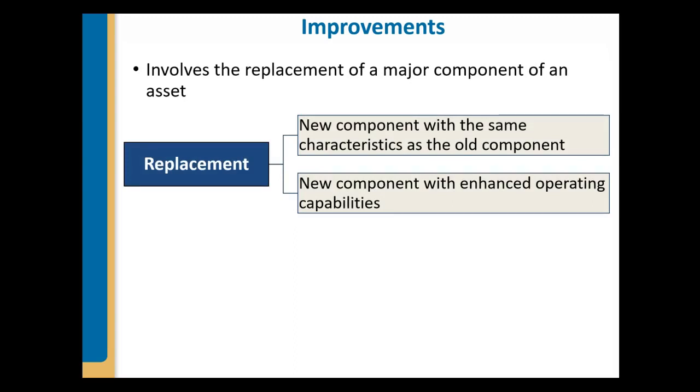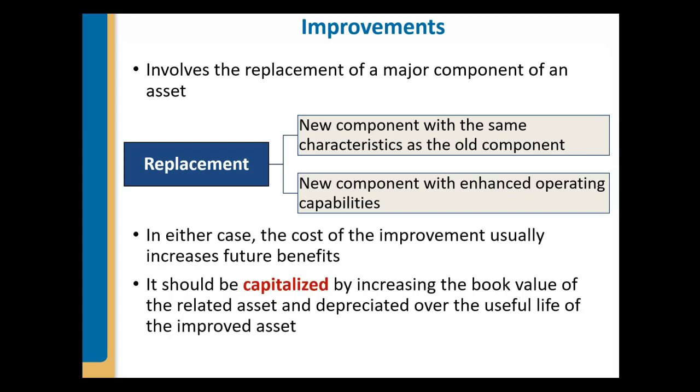Expenditures classified as improvements involve the replacement of a major component of an asset. Now, the replacement can be a new component with the same characteristics as the old component, or it could be a new component with enhanced operating capabilities. The cost of the improvement usually increases future benefits and should be capitalized by increasing the book value of the related asset and depreciated over the useful life of the improved asset.